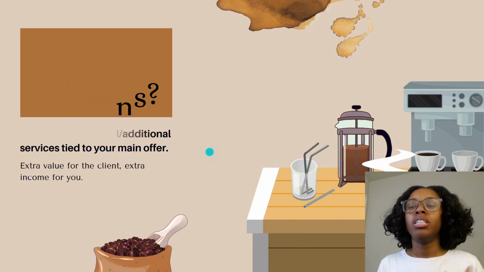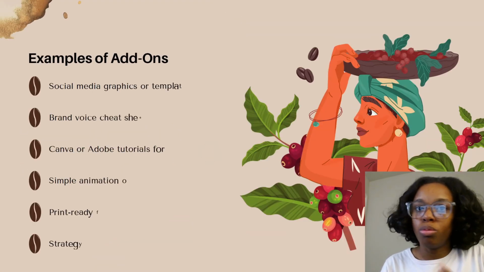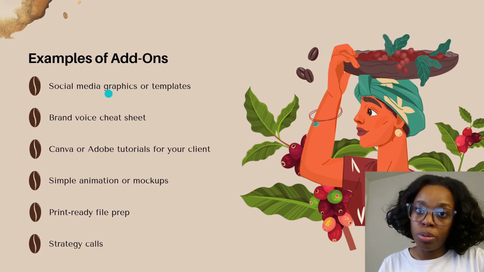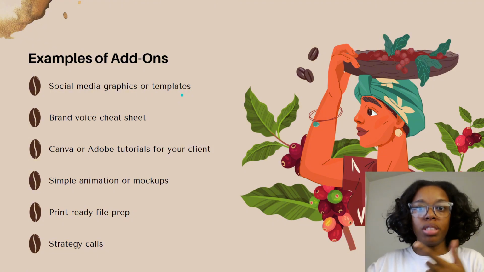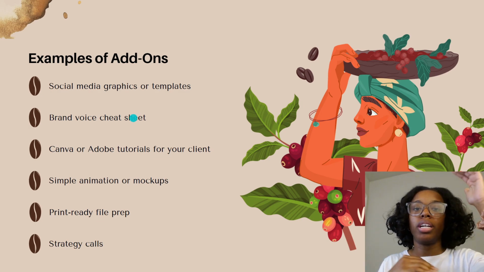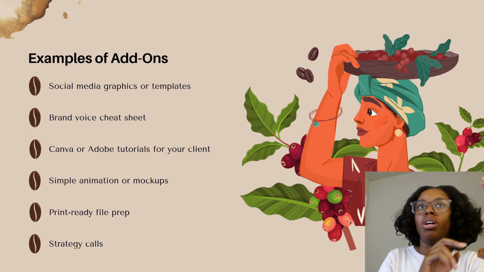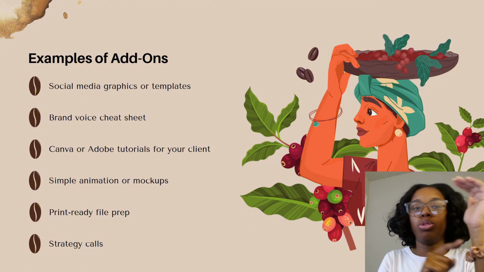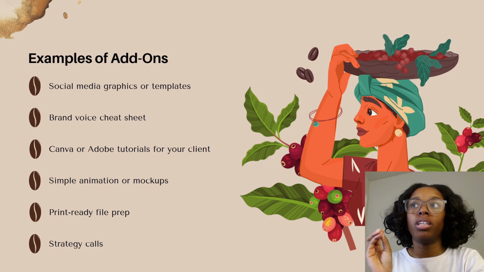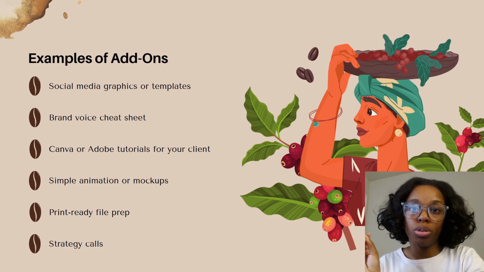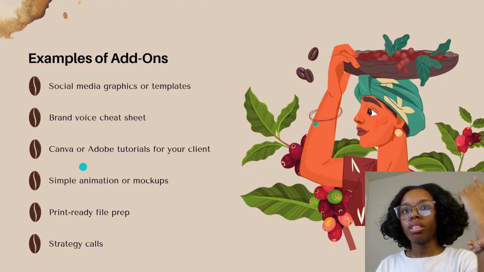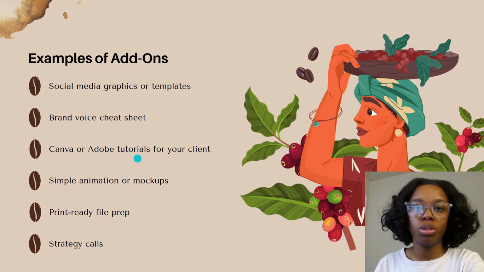All right. So something else I want to talk about too is what are some examples of add-ons. So you could make social media graphics for someone, or templates like in Canva for them to keep going back and using. You have a brand voice cheat sheet. So when you see those sheets that show what fonts to use, what logos, maybe what tone to talk in whenever someone's making a caption or some kind of post online. So all of that content, and just describing it in detail, using Canva or Adobe tutorials for your clients.